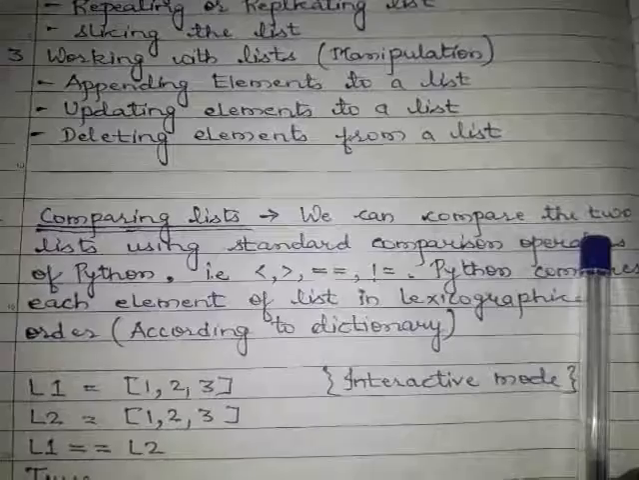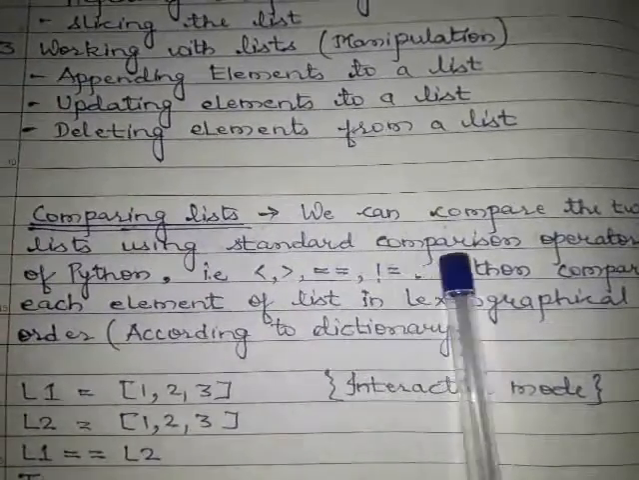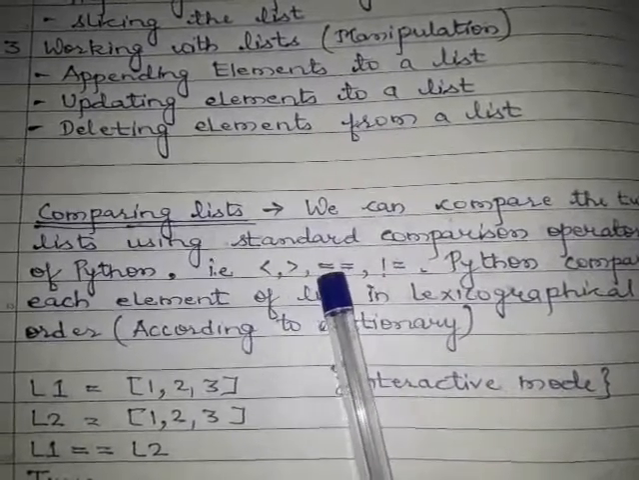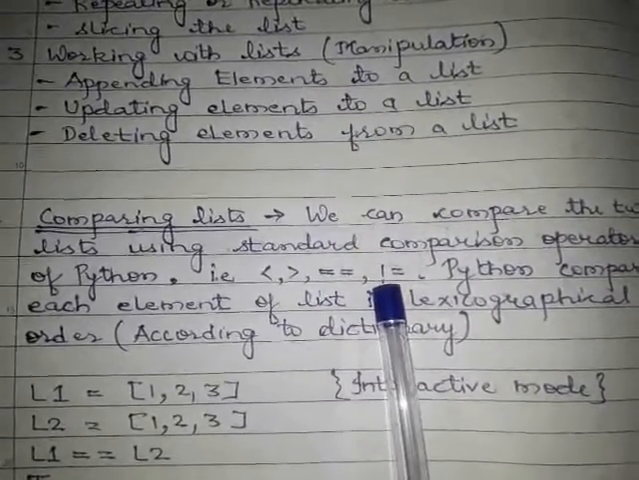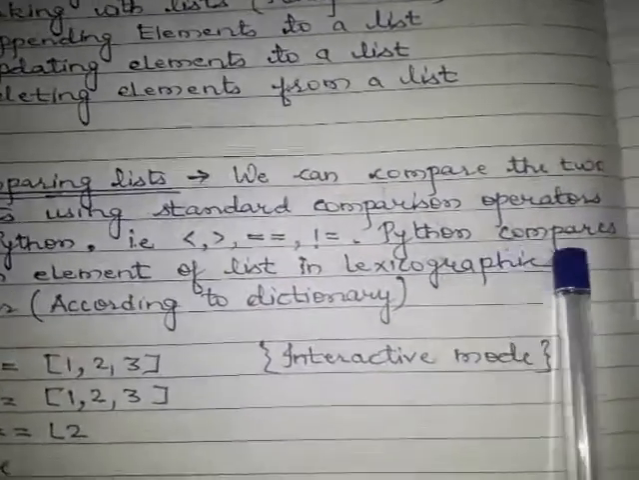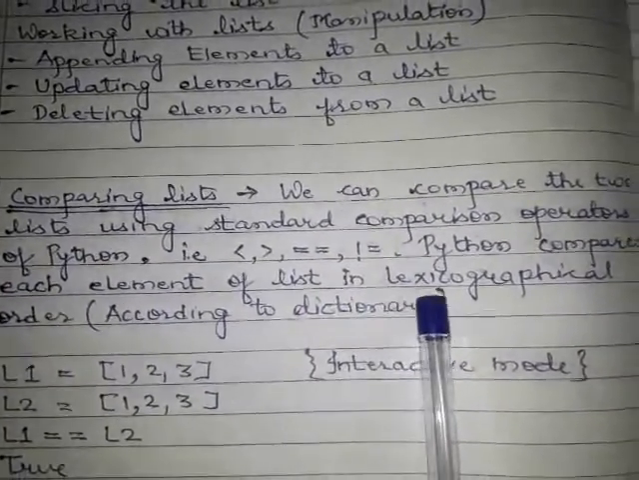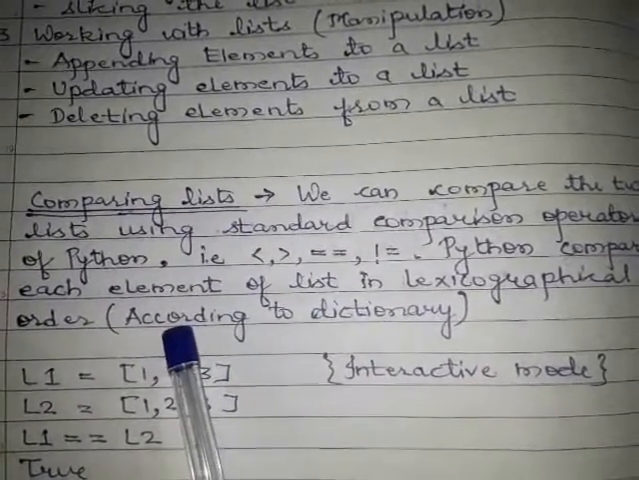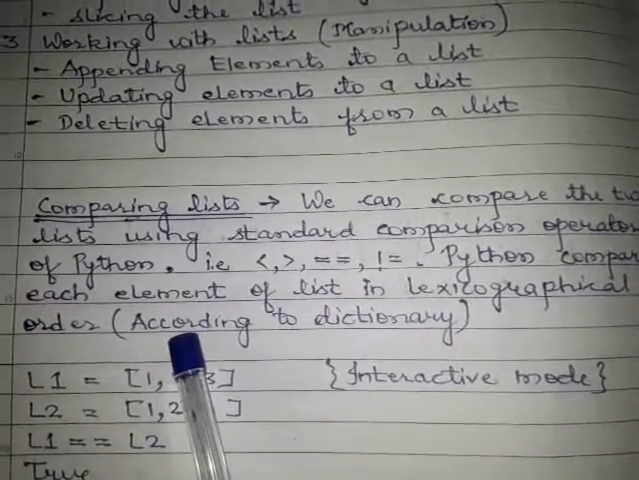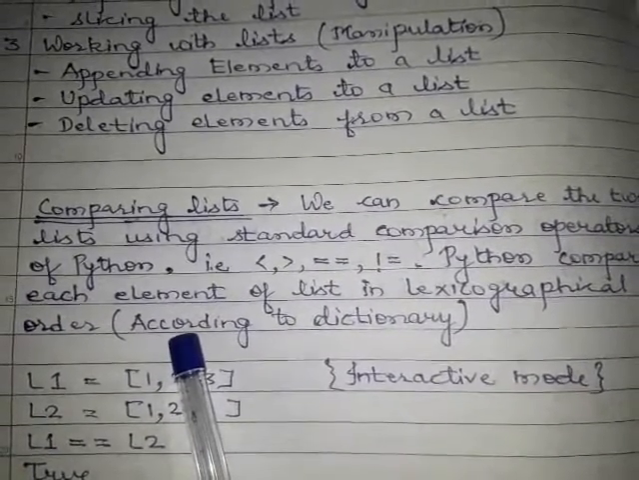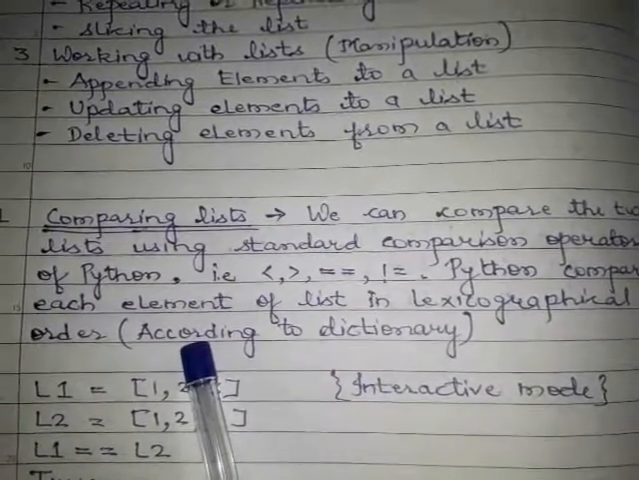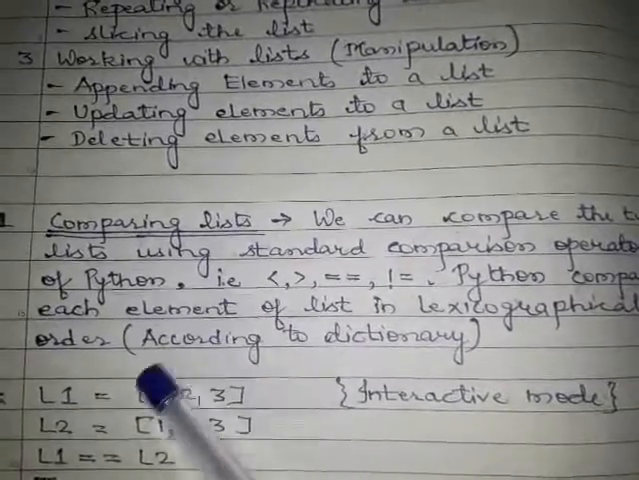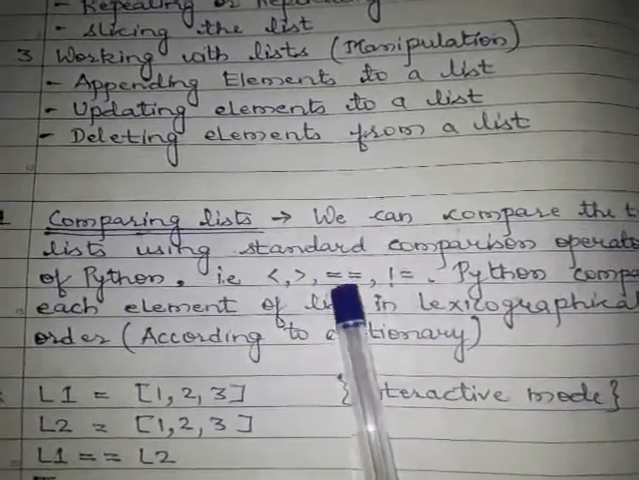We can compare two lists using the standard comparison operators of Python, that is less than, greater than, equal to, and not equal to. Python compares each element of the list in lexicographical order. Lexicographical order means the letters are written according to a dictionary, alphabetically, or in numeric they are written in sequence. So we can compare two different lists by using these different operators.